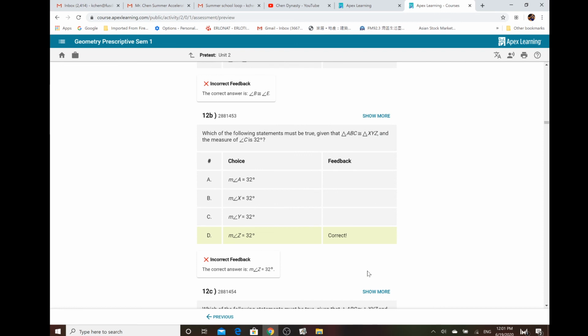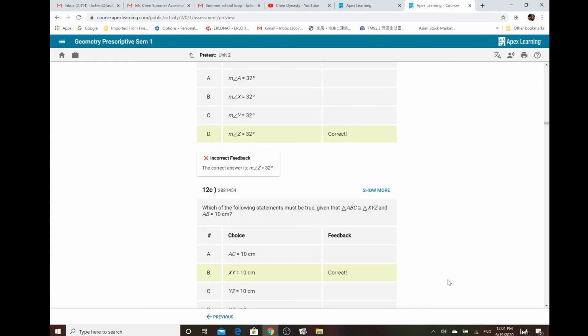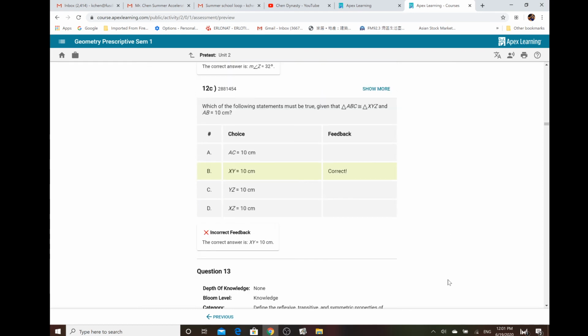Again, find the one with the matching letters. Angle A is the same as angle X, angle B is the same as angle Y, angle C is the same as angle Z. So C is 32, which means angle Z is 32. Segment similarity: XY is the same as AB. Again, you want to find the matching letters, the first two.